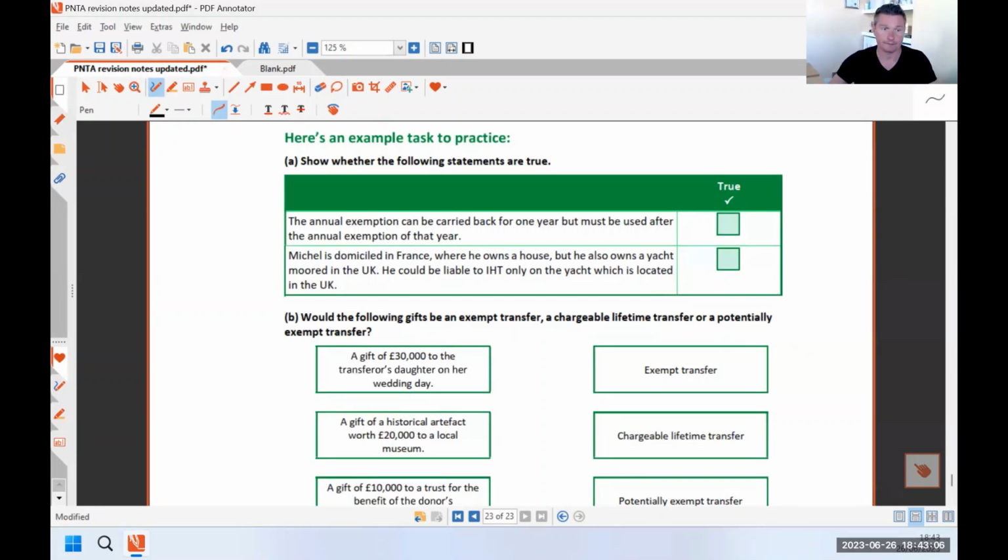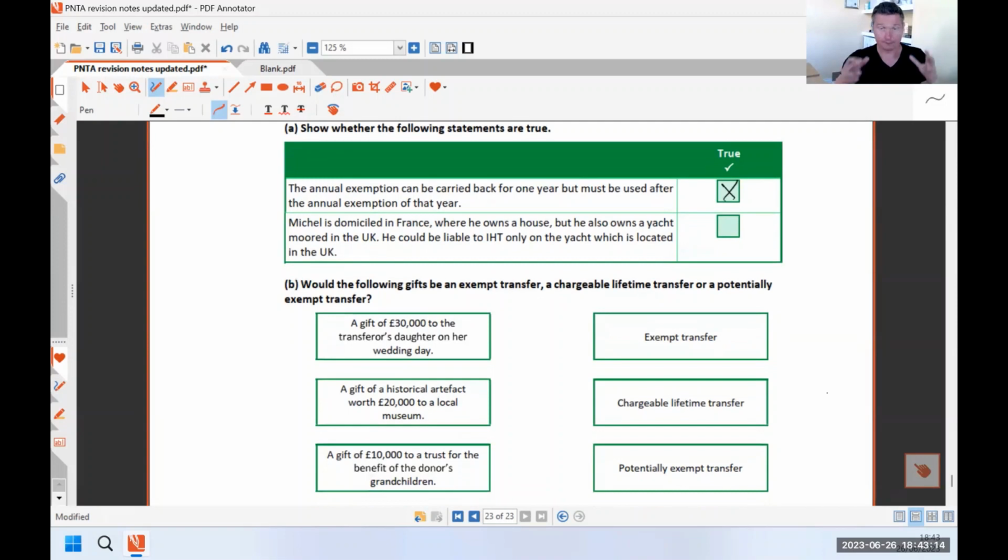Yeah, this is actually false, because the reason being is that the annual exemption, unlike the AE for capital gains or personal allowance, is not a case of use it or lose it, but it can only go forward 1 year. So if you've not used your AE last year, you can have it this year, but you must use this year's first. Then you can claim last year's.